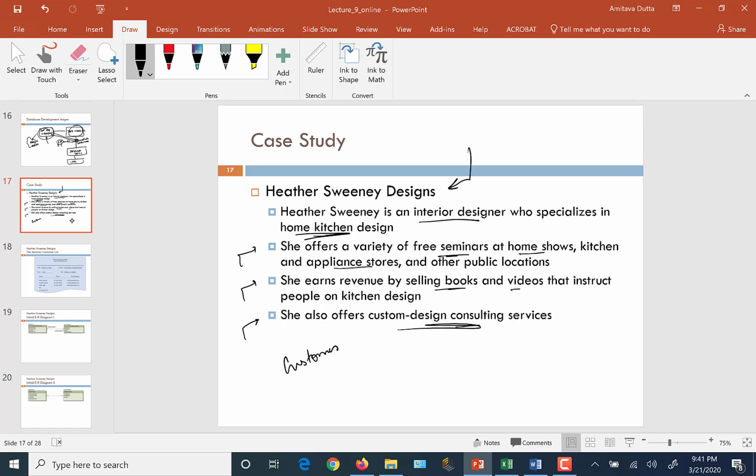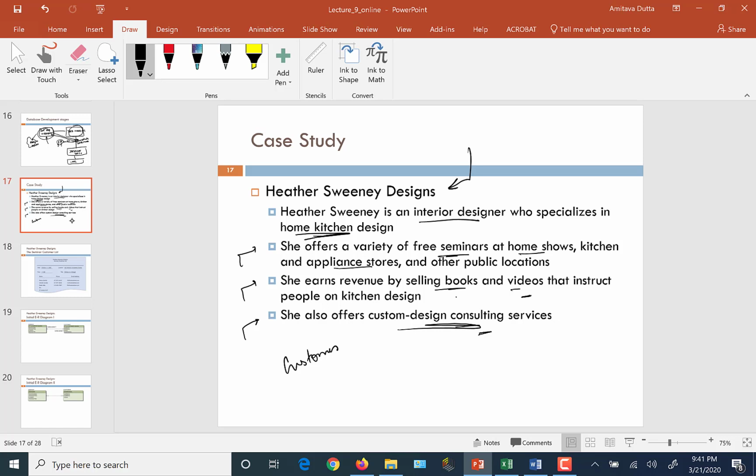And these are customers, and they can be different types of customers. Some of the customers will be buying her books. Some of the customers will be buying her videos. Some of the customers would be taking advantage of her custom consulting services. And some may be doing all three of them. Okay. But in any case, she has customers. And that would be one type of entity about which we will want to store information in the database.